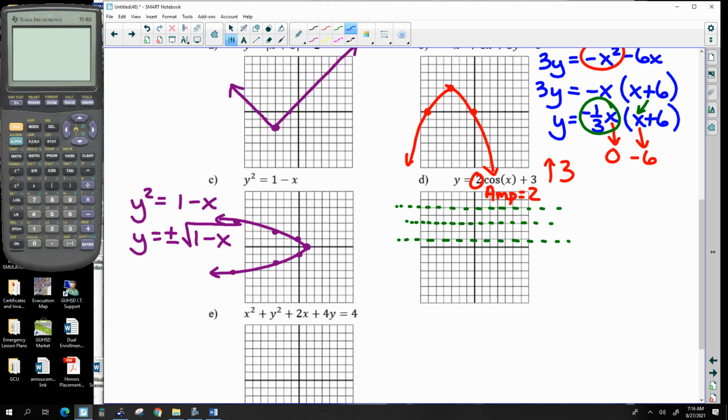I'm going to make my own kind of scale here. And I'm going to say that this is pi, and this is 2 pi. All right, so I'm just kind of making my own scale here. Down and up. And this is how you graph the cosine.